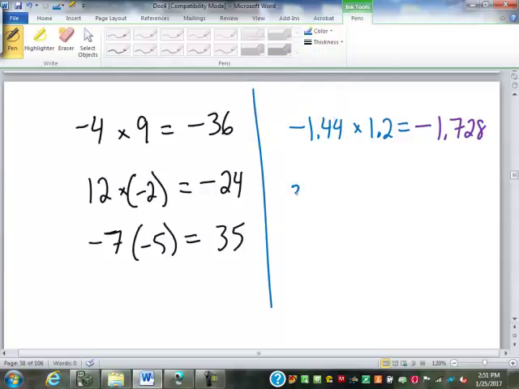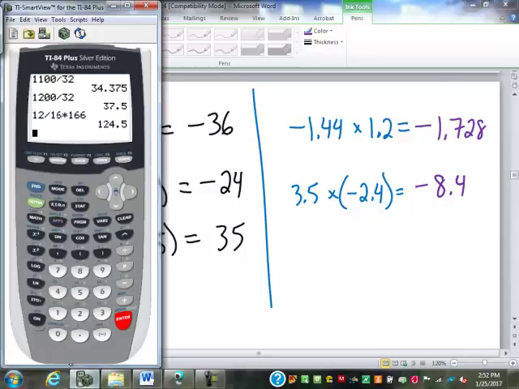If I have 3.5 times a negative 2.4, is my answer going to be positive or negative? Which one? Negative. Very good. A positive times a negative is a negative. It is going to be what? Negative 8.4, right? I'll double check that. Yep, negative 8.4.